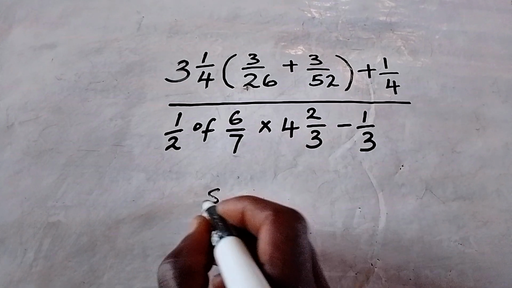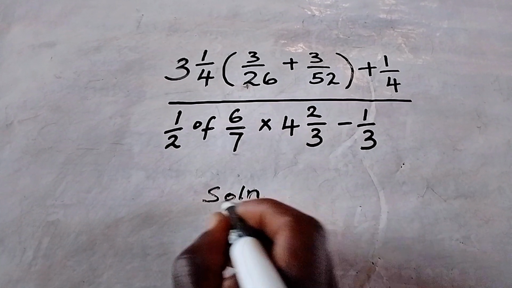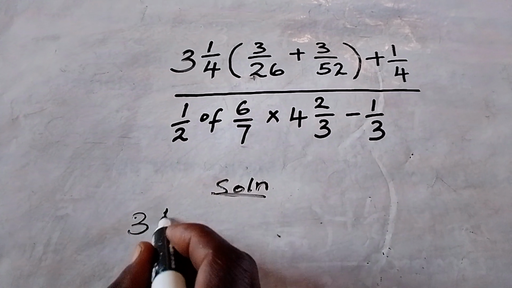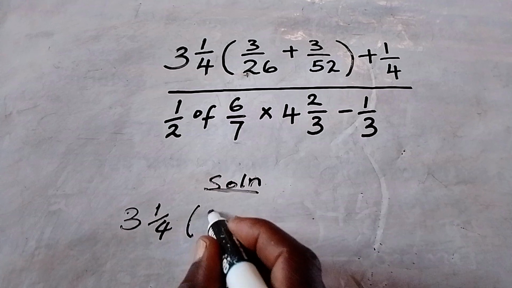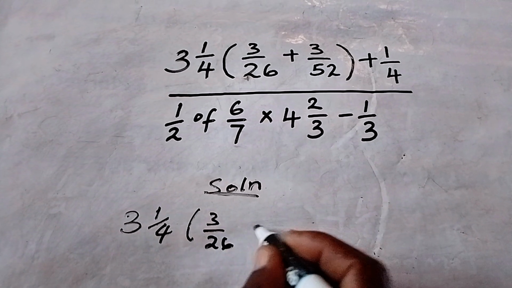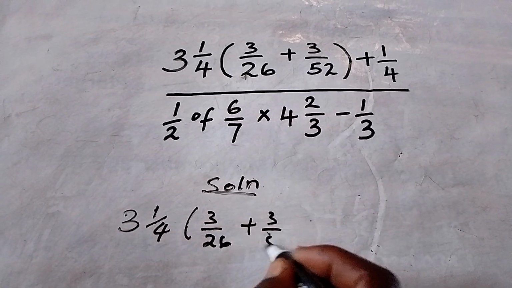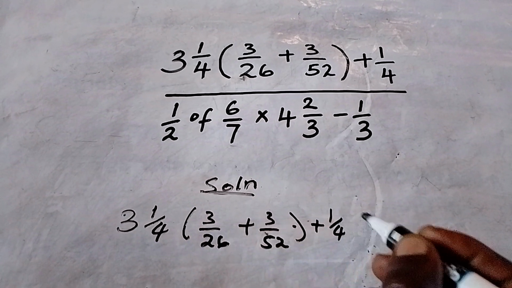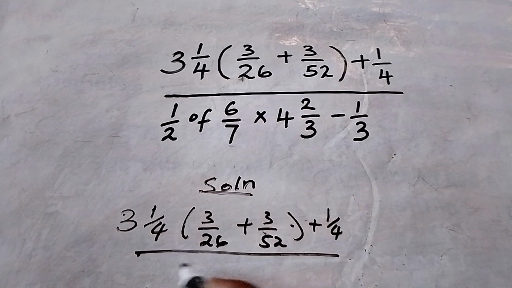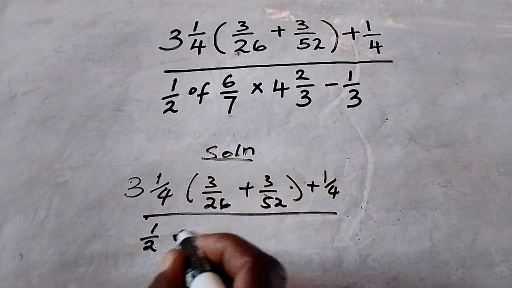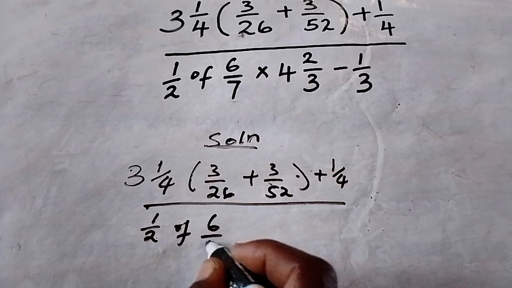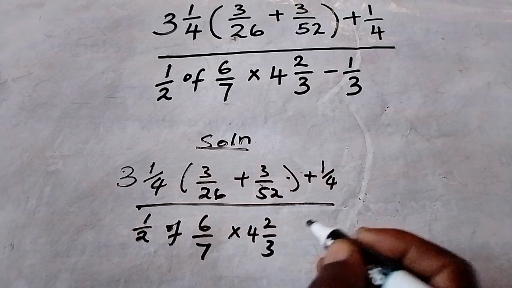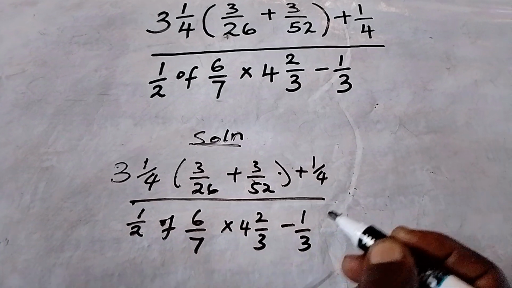Let's now work out the solution. So we'll have 1 1/4 × (3/26 + 3/52) + 1/4, divided by 1/2 of 6/7 × 4 2/3 − 1/3.